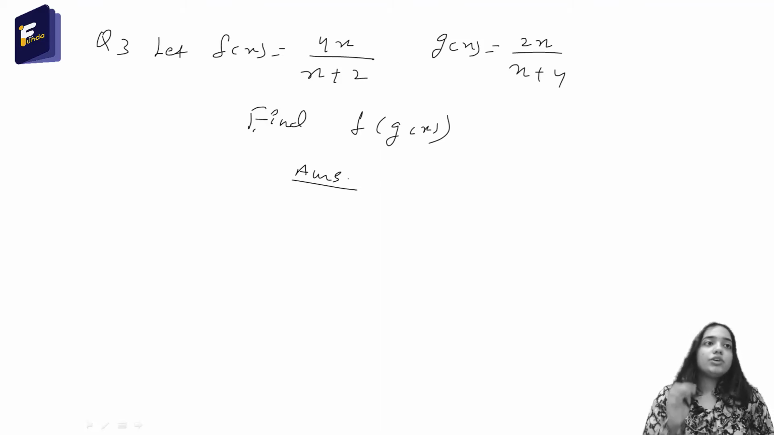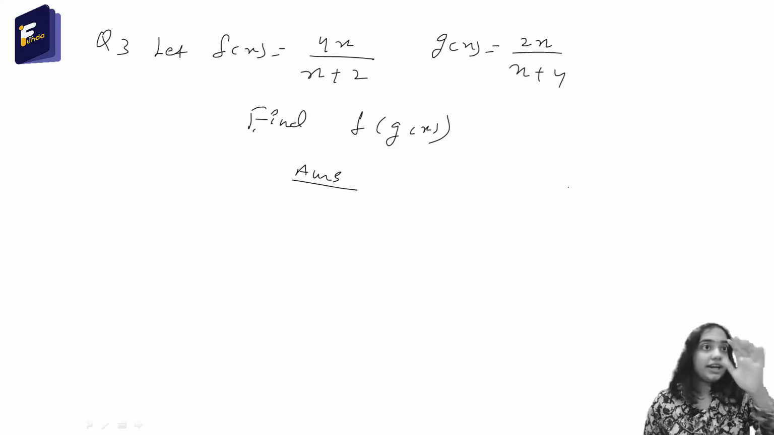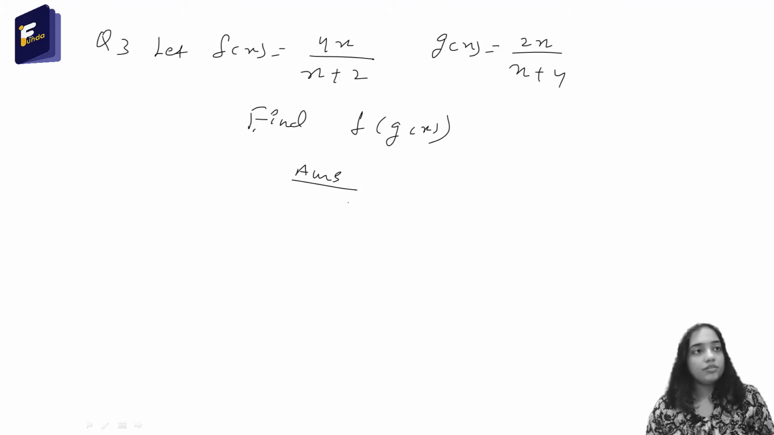So what we are doing, we are putting the output of g of x inside f of x. So what is g of x? It is 2x by x plus 4. So first we are getting 2x by x plus 4 out of g of x. What we will do, we will put that 2x by x plus 4 inside f of x. So what will be our value? It will be 4 into, don't think it is x, think that it is 2x by x plus 4. So we will replace x by 2x by x plus 4.